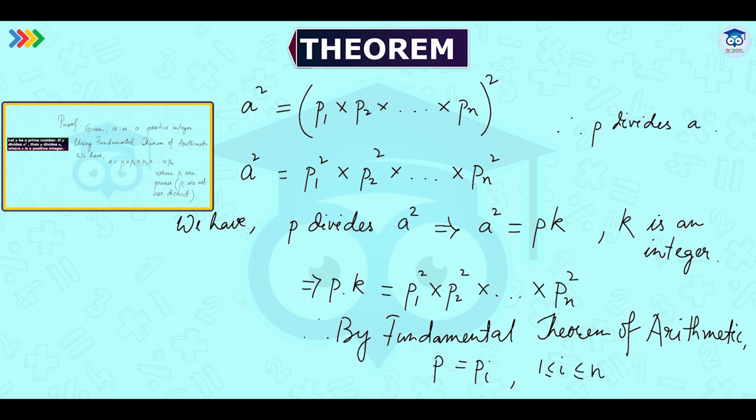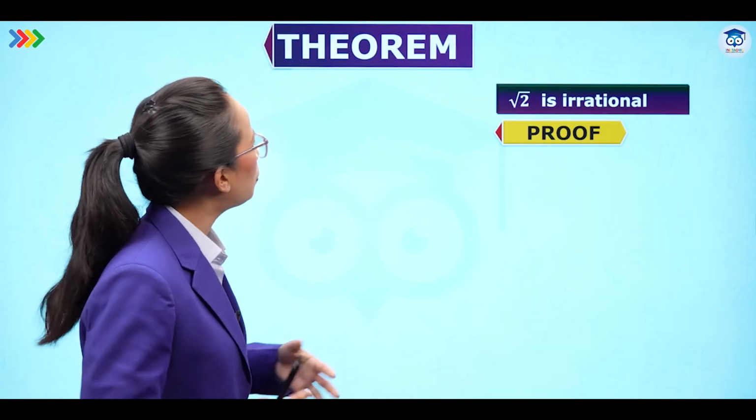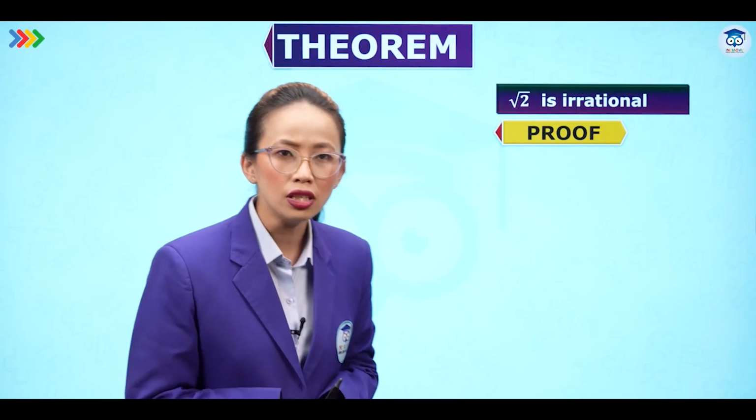So we started with P divides A square and now we have P divides A. Therefore, this completes the proof. I hope you got it. We have the proof that root 2 is irrational.